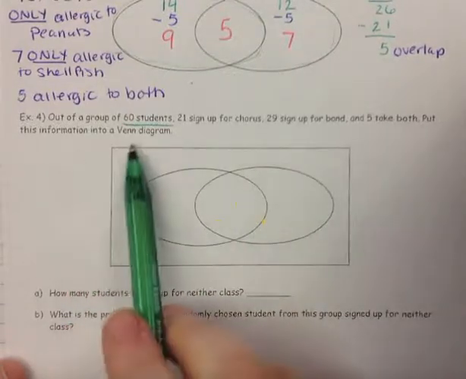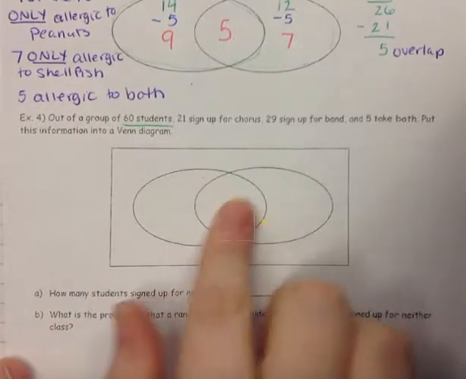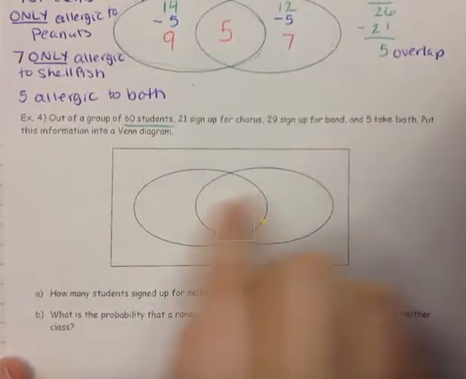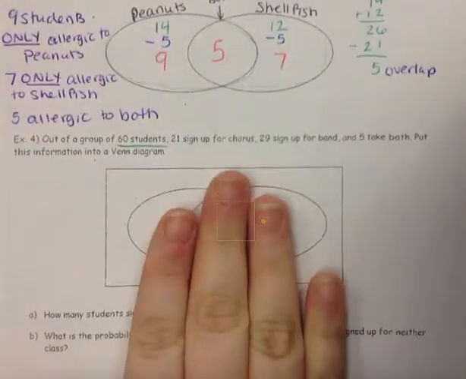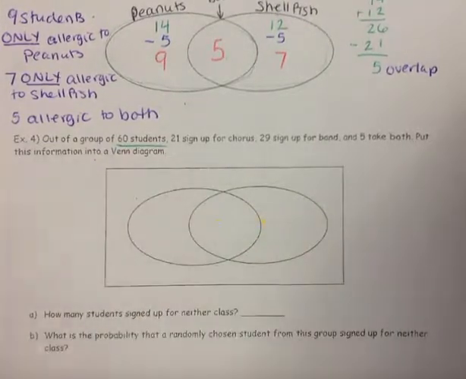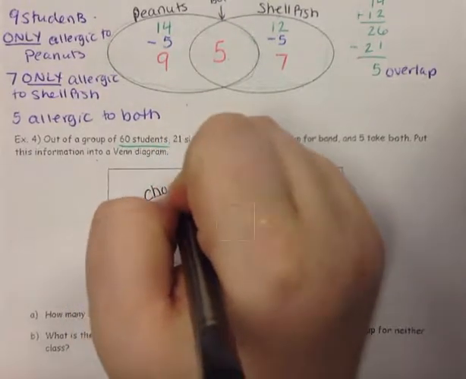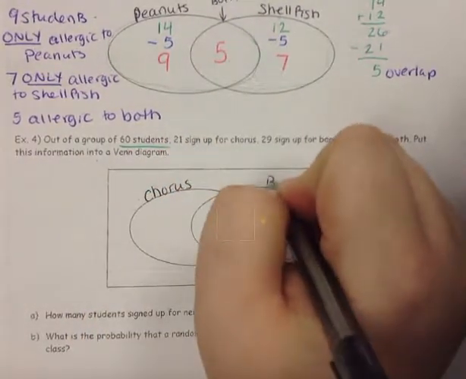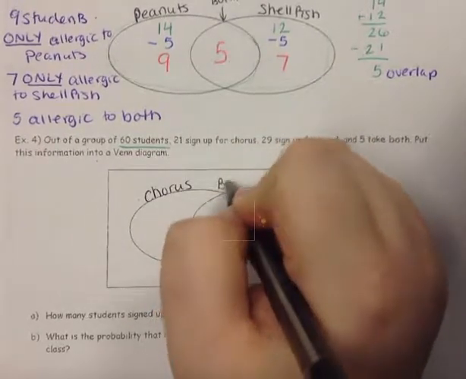We're going to put this information into a Venn diagram. Notice that we have the circle, so they do overlap slightly. They overlap at 5. But there's also a box around it. This first one didn't have a box. We have chorus, so we're going to put chorus on this first circle. We're going to put band on the second circle, and then we also have our both in the middle.